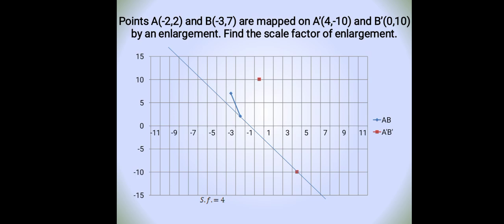Now look at points A and B. They are between -3 and -2 on the x-axis. That's just 1 unit in between. Now look at points A' and B'. Points A' and B' are between, on the x-axis I mean, 0 and 4. Those are 4 units. So if you compare A and B covering only 1 unit on the x-axis, and A' and B' covering 4 units, it means that the enlargement scale factor is 4. 1 unit has been enlarged by 4 units.